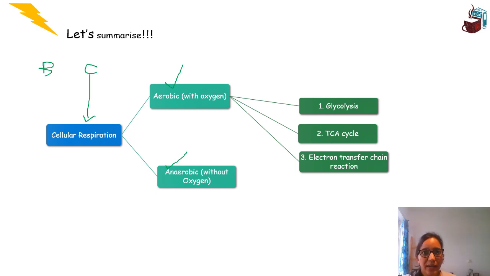So this we'll deal with in the later parts of the chapter series. Now we'll deal with aerobic respiration in detail. It involves 3 steps. That's why I've written 1, 2, 3. Please pay attention. One is glycolysis, one is TCA cycle, and one is electron transfer chain reaction. Okay. So let's understand it.